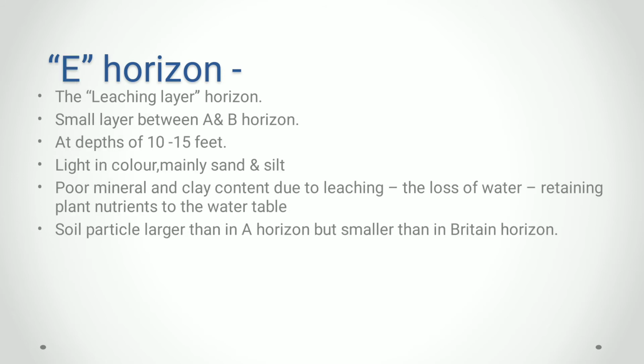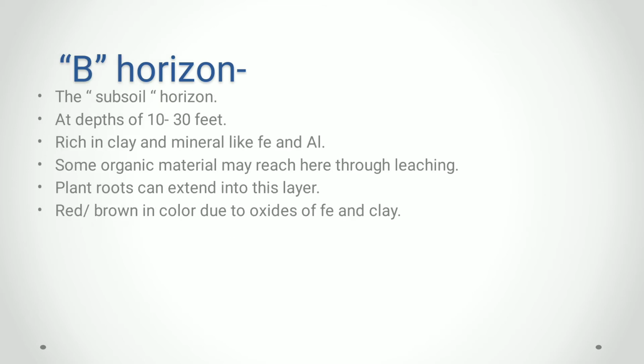Then horizon E, the leaching layer horizon, a small layer between A and B horizon at a depth of 10 to 15 feet. Light in color, mainly sand and silt. Poor in mineral and clay content due to leaching, the loss of water retaining plant nutrients to the water table. Soil particles are larger than in A horizon but smaller than in B horizon.